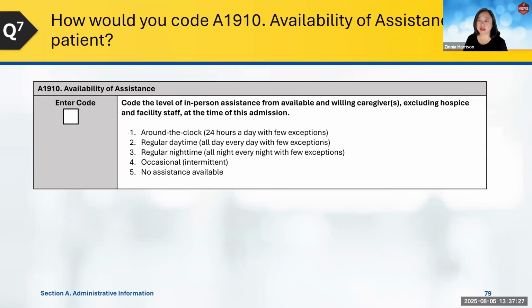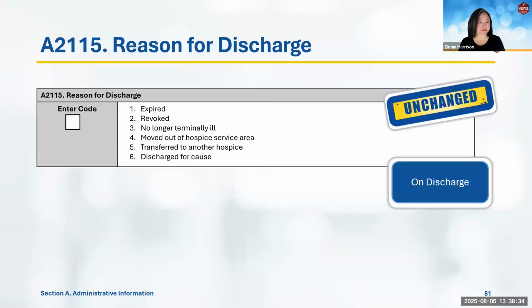So how would you code availability of assistance for this patient? The correct answer would be code 1, around the clock, 24 hours a day with few exceptions. And it looks like about 69% of our attendees did answer. Those that did answer got it right. So Mr. M will have available assistance from able and willing caregivers most of every day. Keep in mind that you will want to confirm that there are actually willing and able assistants and not just that they happen to live in the same home. Okay, I'll turn it back to Brenda.